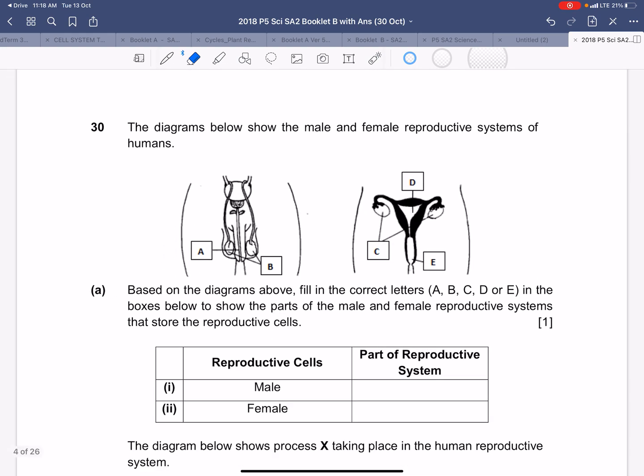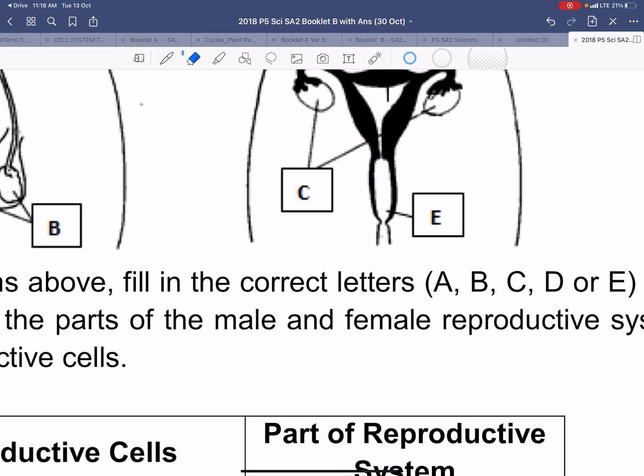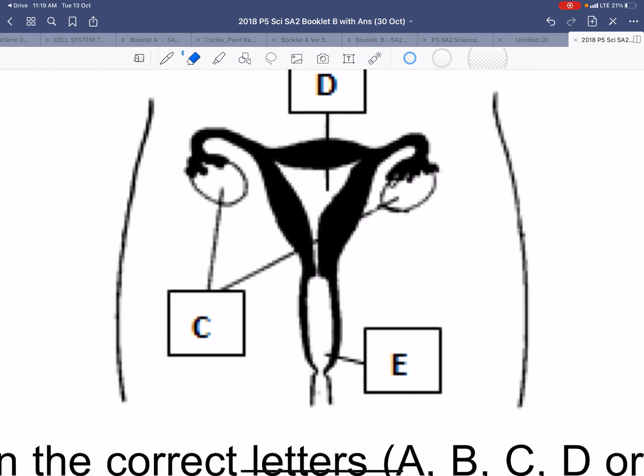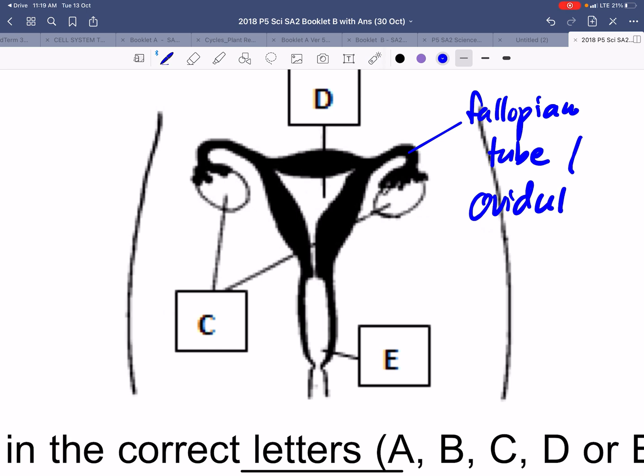Next. The diagram below shows the male and female reproductive system of humans. Now we're going to do a bit of quick labeling. Quick revision, this is known as your fallopian tube, or oviduct. I don't know why your syllabus says fallopian tube, but in secondary school, you're allowed to use oviduct.